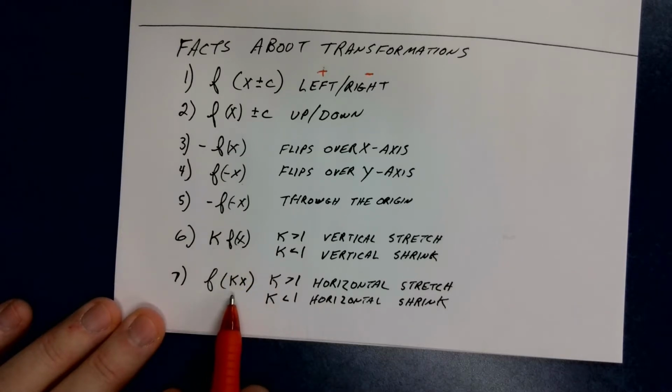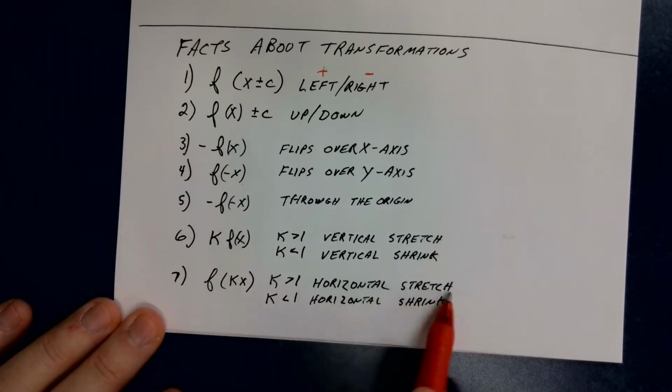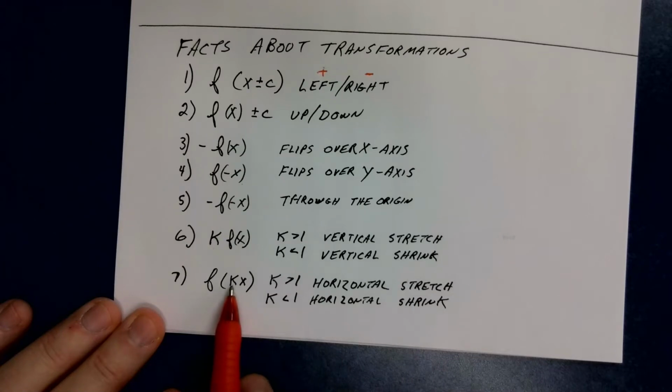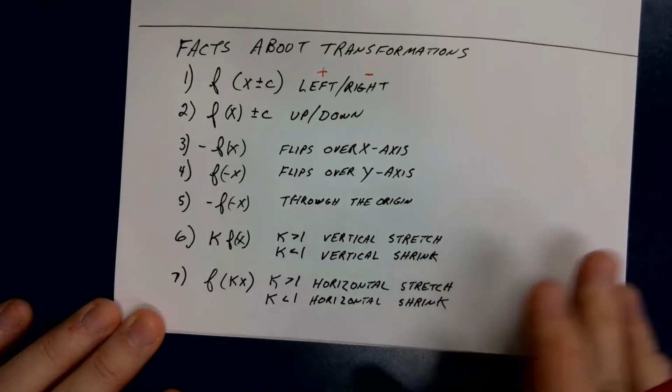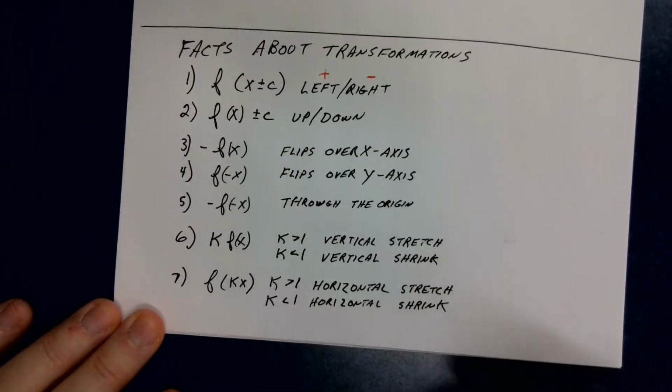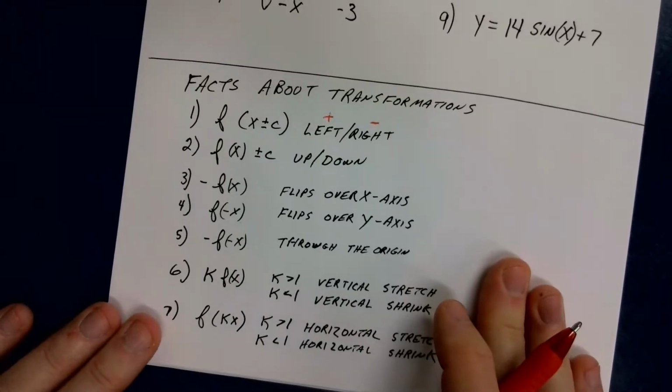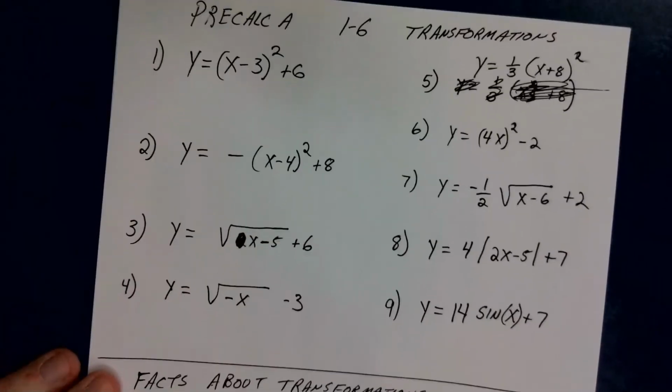And then horizontal, we're going to call them horizontal stretches or horizontal shrinks. If the k is inside, directly affecting the x, when the k is greater than 1 or the k is less than 1. So we're going to look at a lot of these different things, and I'm going to kind of go back up here. So here's a bunch of different functions.